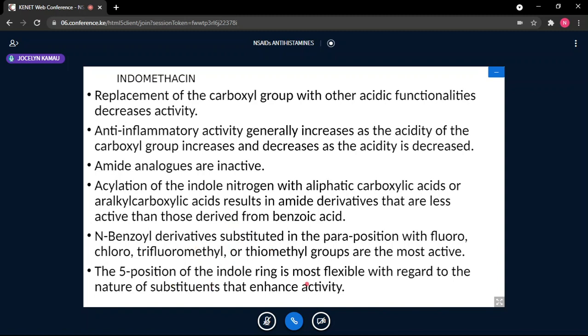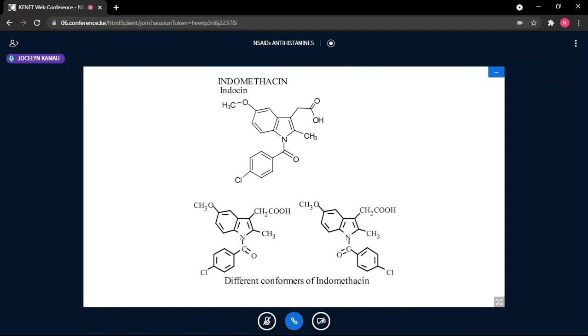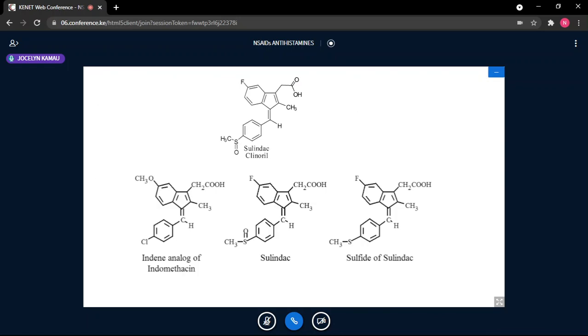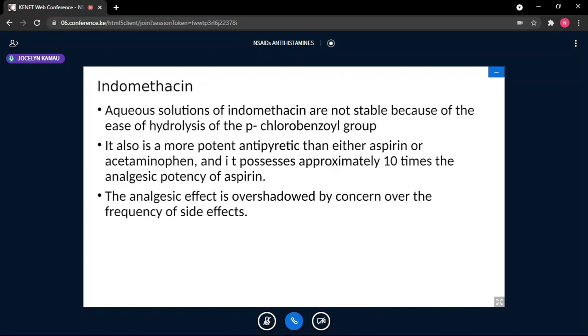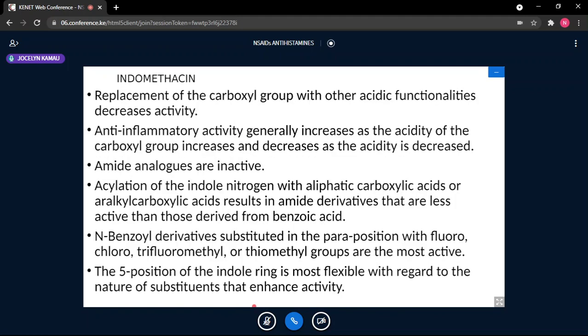The 5 position of the indo ring is most flexible with regard to the nature of substituents that enhance activity. All we are saying is that at that position, you can put different groups. Like if you look at indomethacin, you have a methoxy group at that position. Sulindac, look at Sulindac, you have a fluoro group at that position. So again, we are saying that this position here can have different substituents and it will still allow for activity. So that position there is the most flexible. It can allow for different substituents with maximum activity.